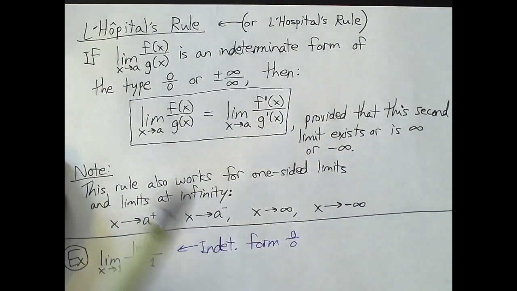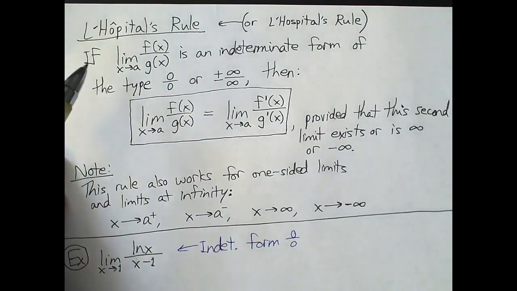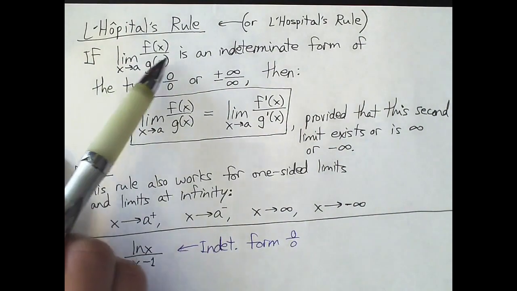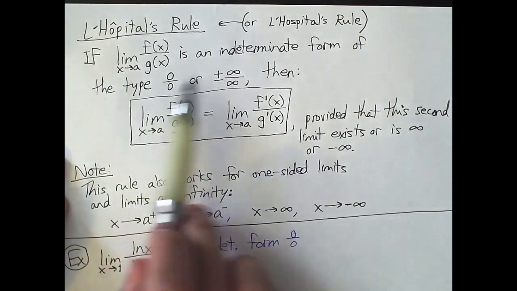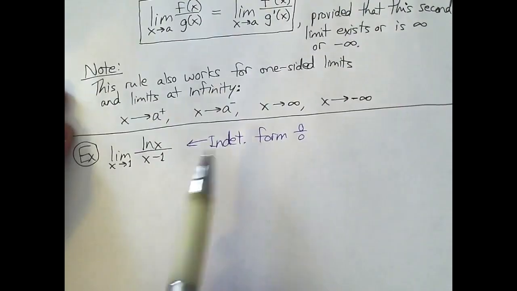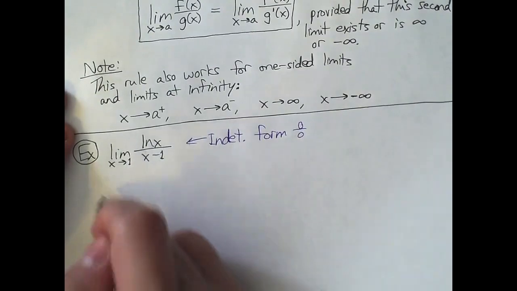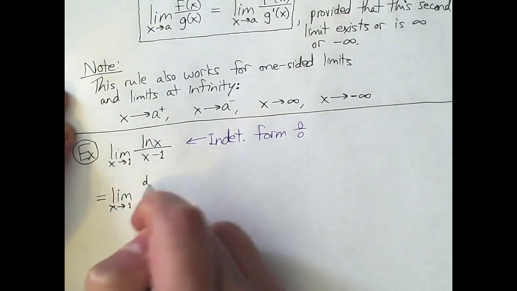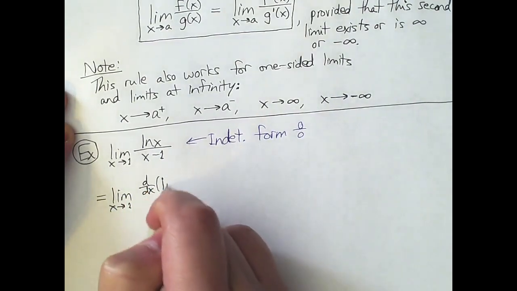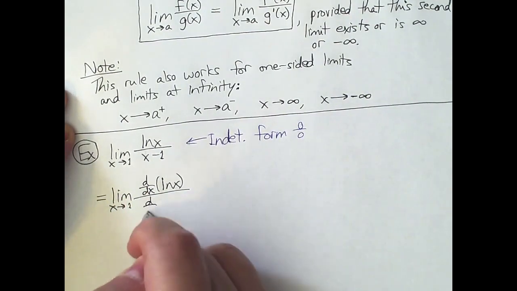I want to point out to you before I move this off of the screen, L'Hopital's rule is stated saying if the limit is an indeterminate form, then you can use this formula. So we don't use this formula necessarily for every limit in the world. We use it for these types of limits, which this is. So let's use it. It says that this equals the limit as x approaches 1 of the derivative of the top over the derivative of the bottom.